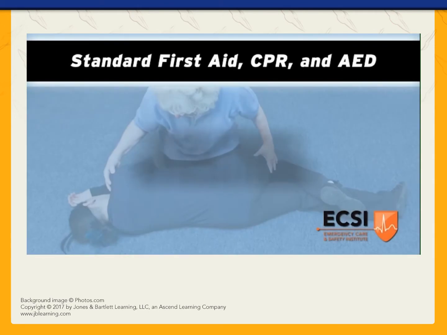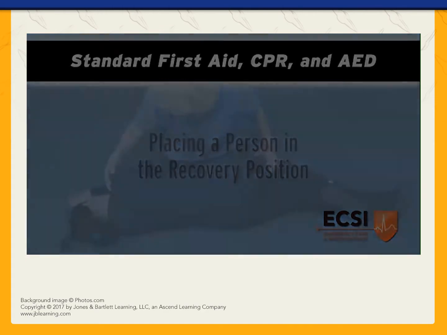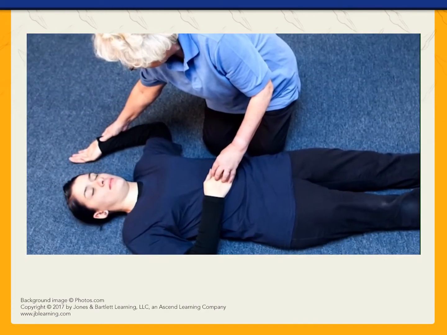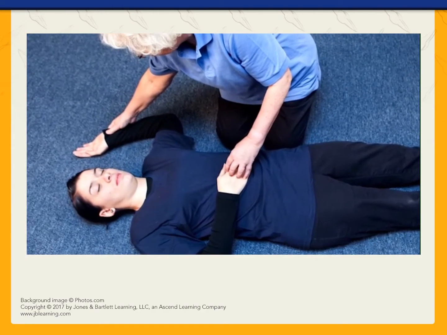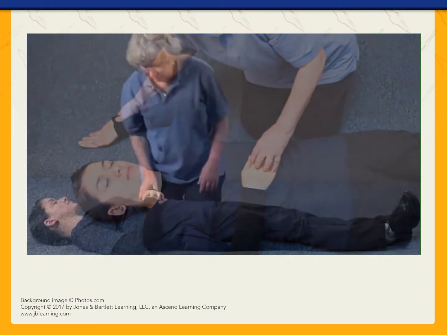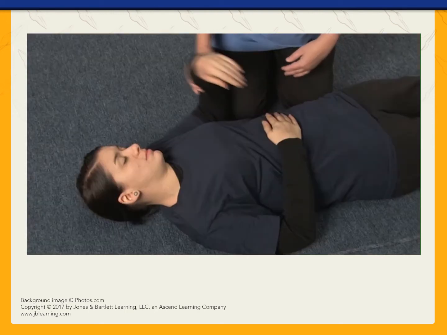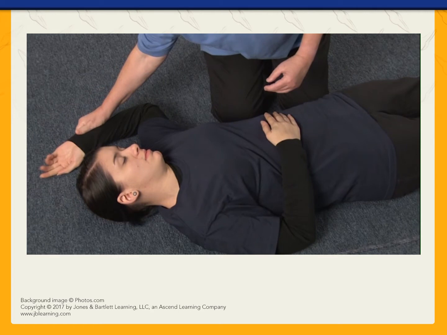Optional skill: placing a person in the recovery position. If a person is unresponsive and breathing and no spinal injury is suspected, place him or her in a side-lying recovery position. Kneel next to the person's side, straighten both legs. Place the arm nearest you out from the body with the elbow bent and the palm facing up.